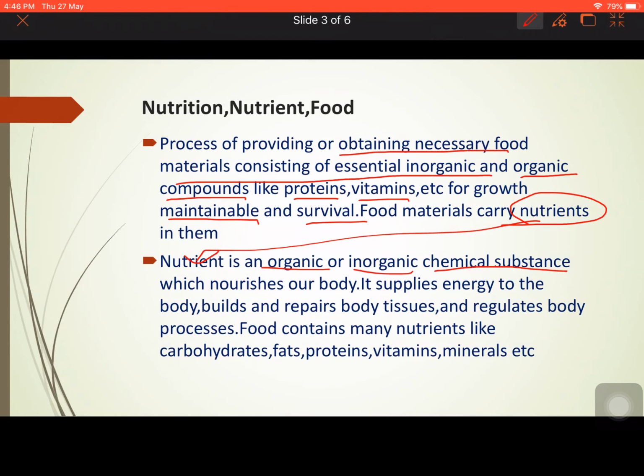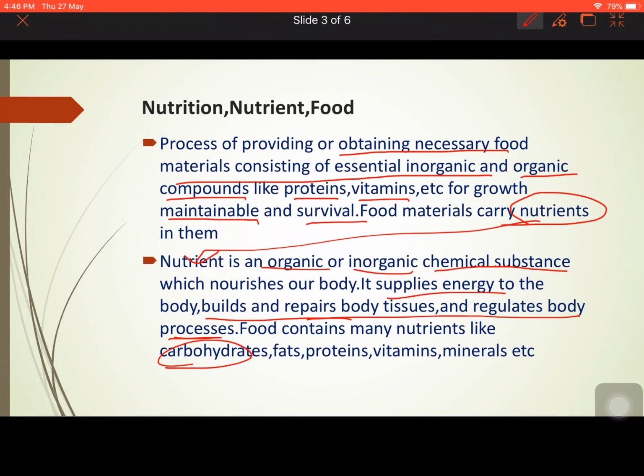So, it supplies energy to the body. That is, carbohydrates supply energy to the body. Fats also supply energy to the body. They build and repair the body tissues, like proteins. They regulate the body processes. So, all this is done by the nutrients present in the food materials. Right. So, what does food contain? It contains many nutrients like carbohydrates, fats, proteins, vitamins, minerals, etc.